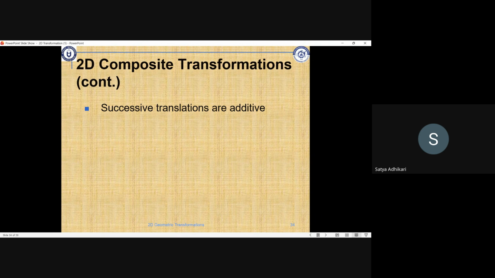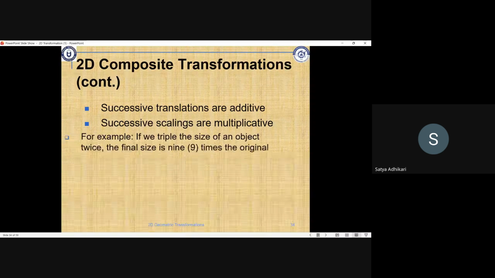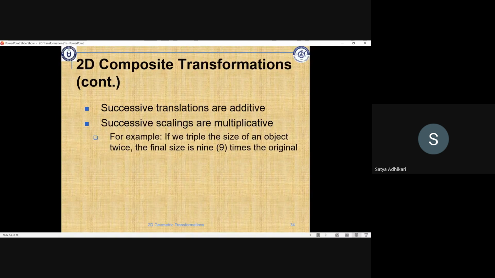Successive translations are additive. There are some properties. Successive scalings are multiplicative. You know that in case of successive translation, we add two translation factors, but in case of scaling, we multiply Sx into Sy. For example, if we triple the size of the object twice, then finally the size is 9 times the original.